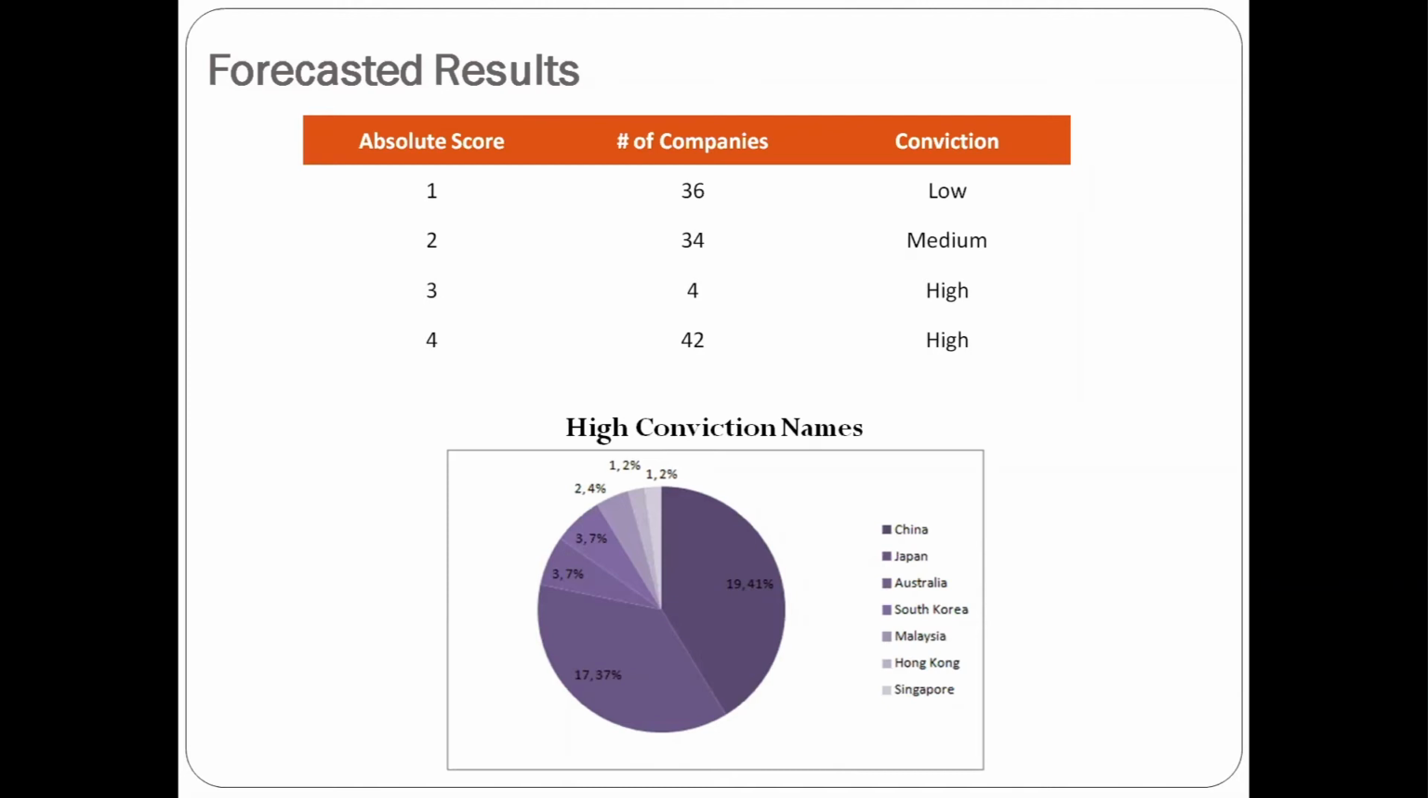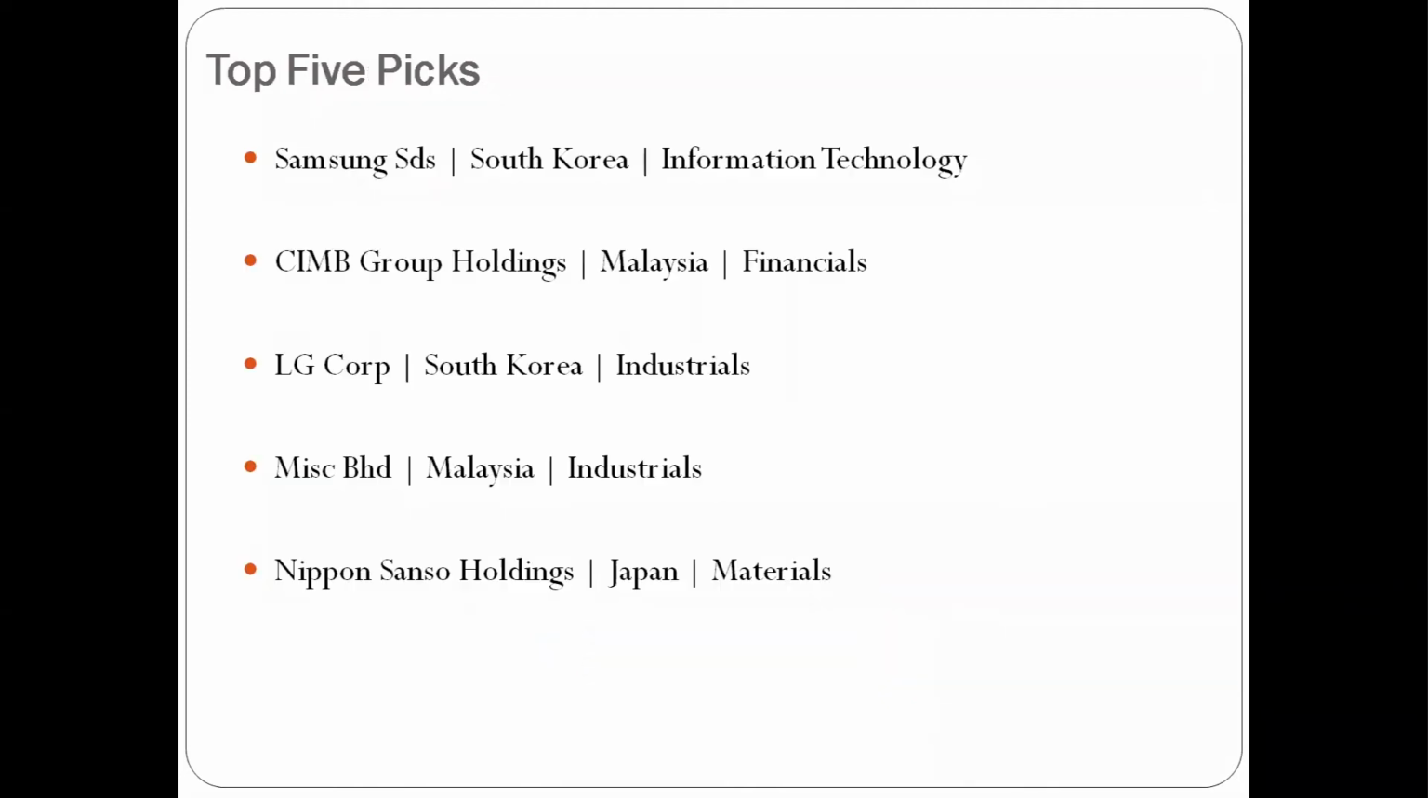Then within those results, our top 5 picks based on the absolute score and the relative score are these. As can be seen, this is a good mix in terms of country representation and sector representation. If we look at some of the commonalities among these 5 names, we notice that each of them has had minuscule share repurchases in the past, none of which were buybacks.